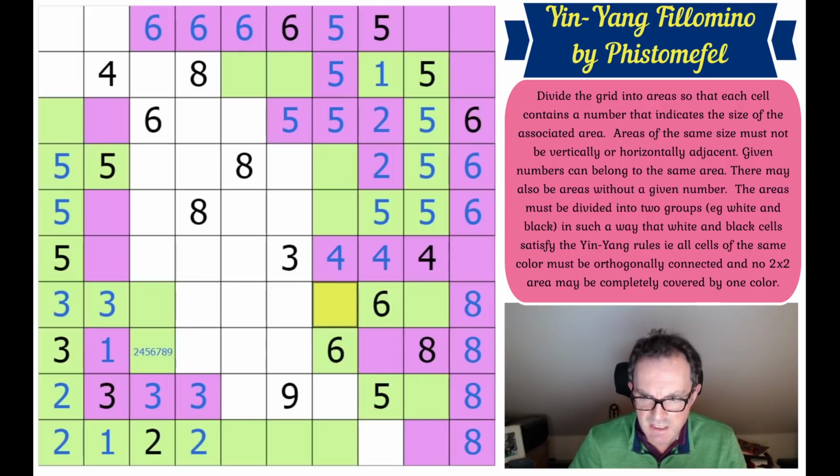This is a 6. The 4 is now trapped. Yes, the 4 is trapped by this 3. So that must be 4. And the 8, I think, is now forced, isn't it? 1, 2, 3, 4, 5, 6, 7, 8. That would seem to be correct. I can't see why that's wrong.